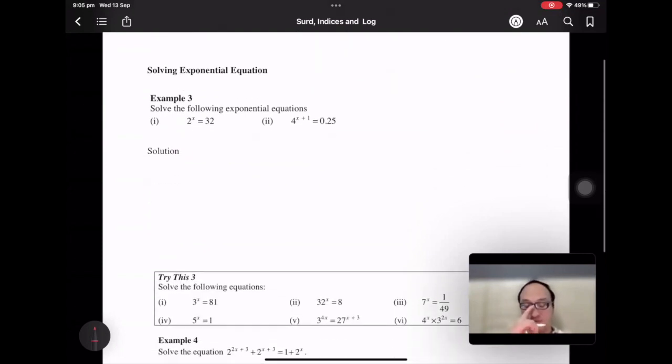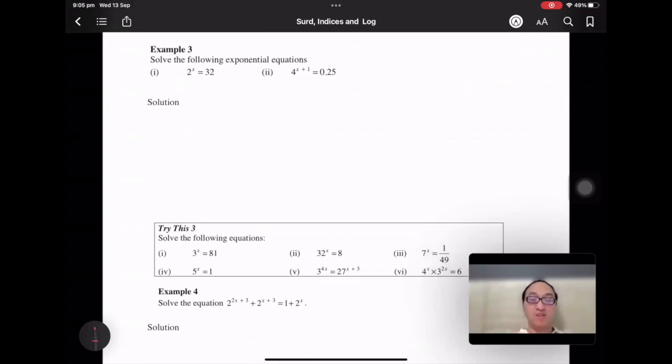For example, 2 to the power of x equals 32. In this case, we have to express the 32 in terms of the base number 2. So 2 to the power of x equals 32, which is 2 to the power of 5. That means x will be equal to 5. Yeah, we can just take off the index. No need to cross the number 2.